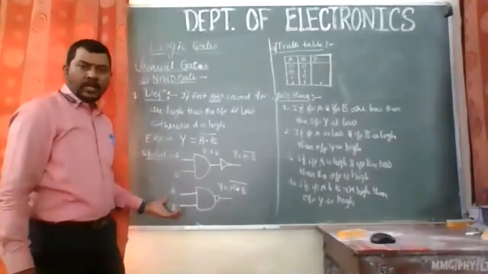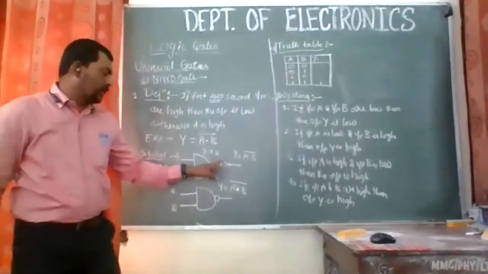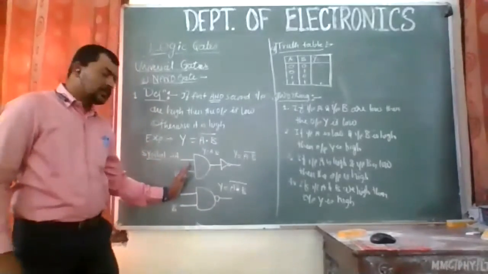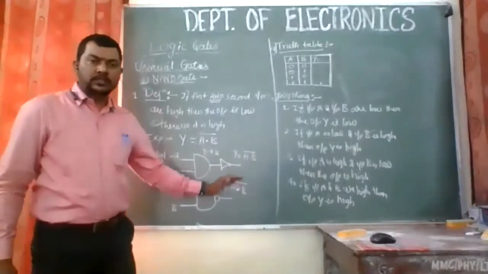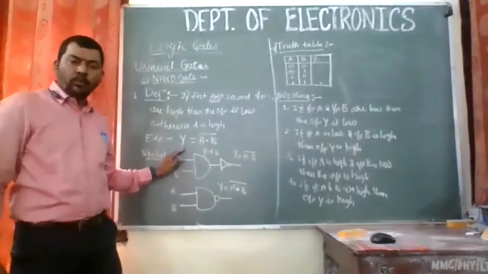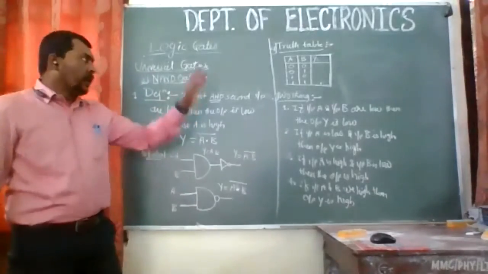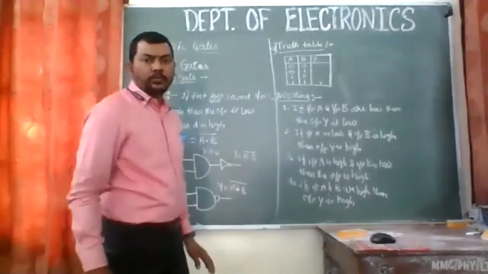So this is the symbol of that D with a bubble. This bubble stands for the NOT gate that we are putting over here. So AND plus NOT will give you the NAND gate. AND plus NOT is NAND, right? So the definition, the symbol, the expression. And for the truth table, can anybody tell me what will be the output?